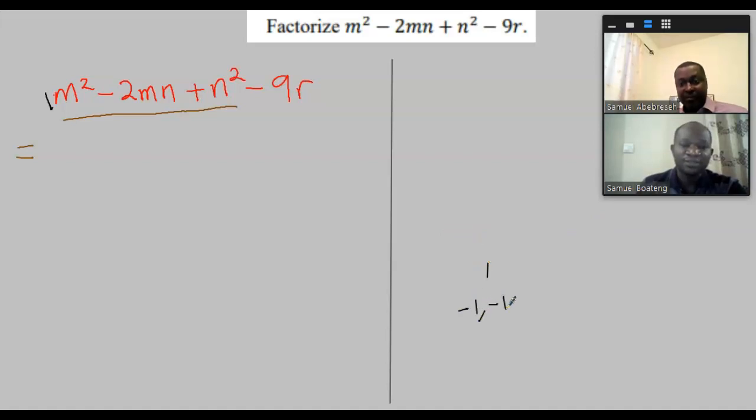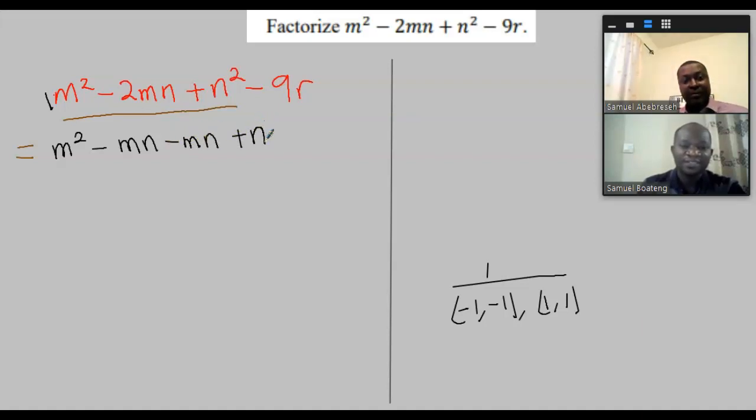So as usual, we break the middle term into those. So m squared minus mn, minus another mn, plus n squared, minus 9r.